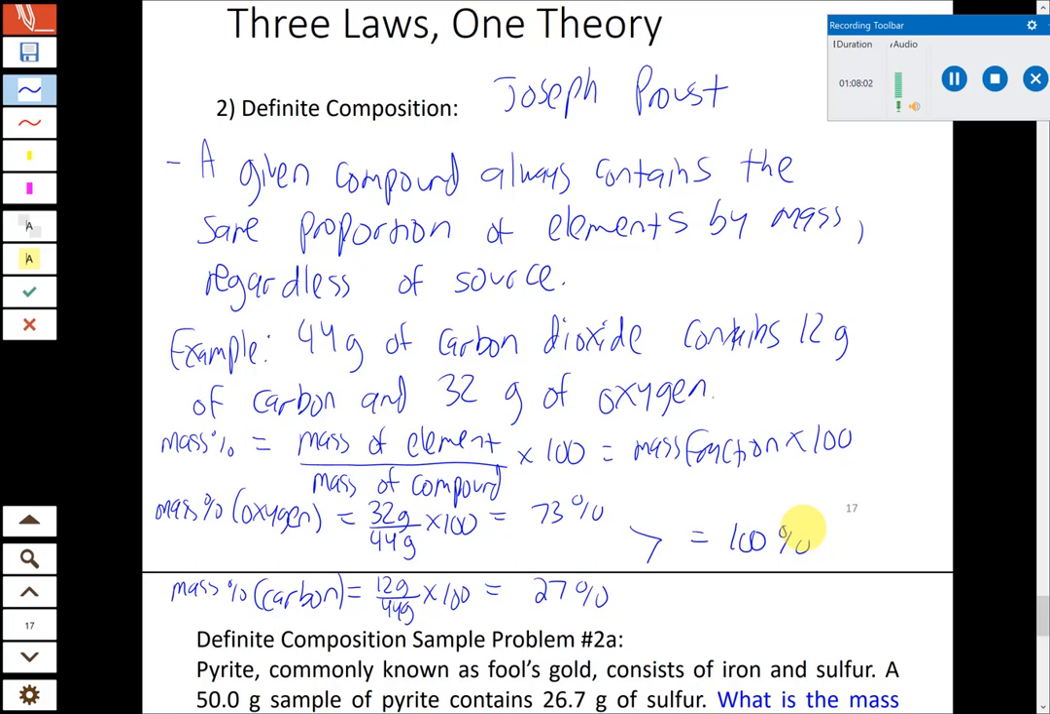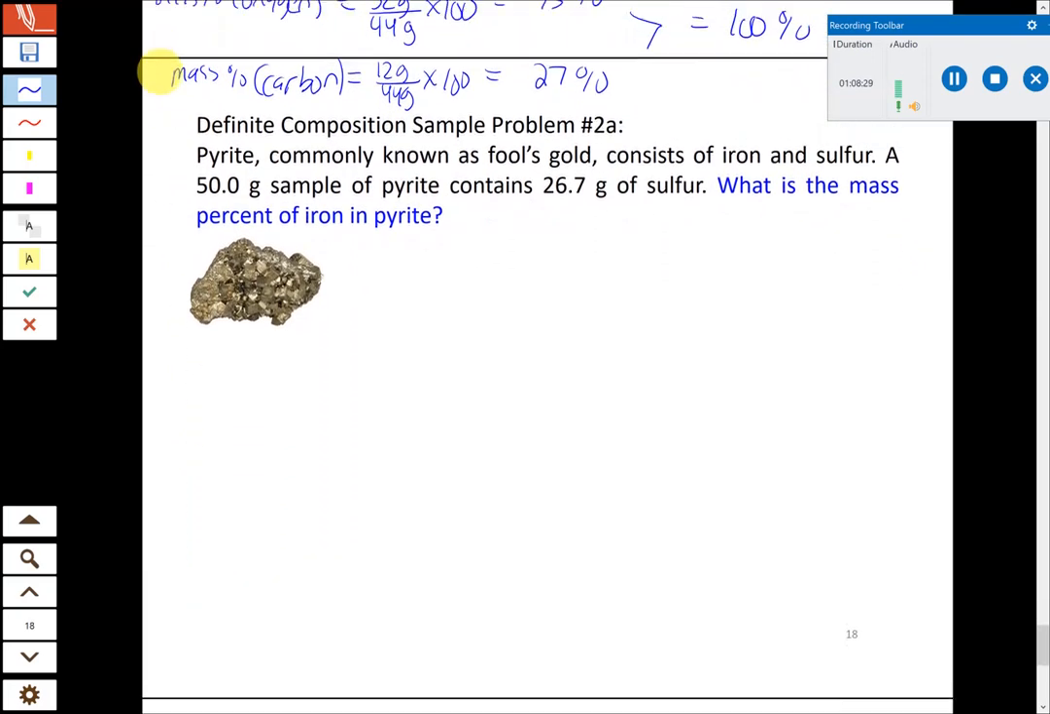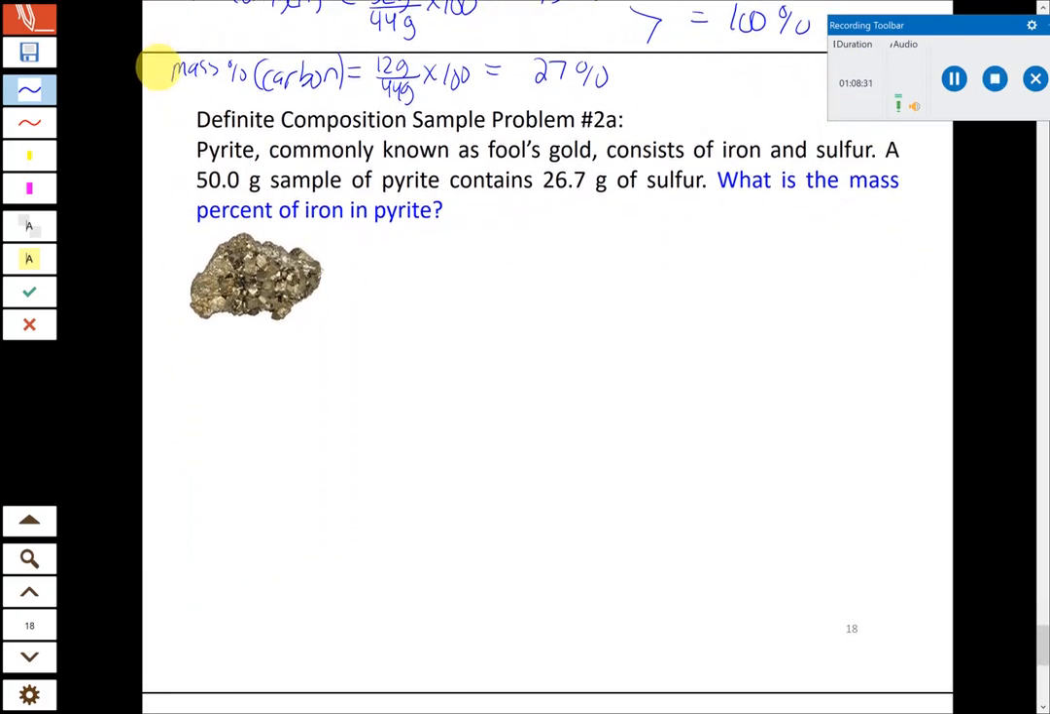And the point of this is that no matter how much carbon dioxide we were measuring, the percentage of oxygen would always be 73%, the percentage of carbon would always be 27%. Those numbers don't change no matter how much of the compound you have. And that's why they're a useful quantity for us to quote. Now, we're not going to end up using mass percents for all that long, but this was sort of one of the early ways that people in chemistry classified substances, was based on the mass percent of each element. So here's some example problems just to close out today.